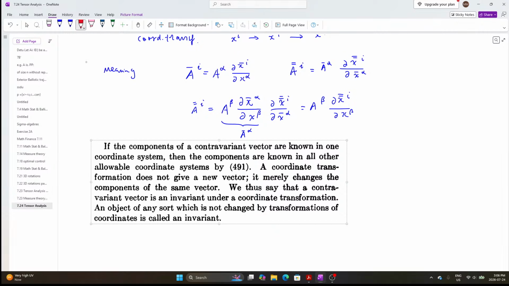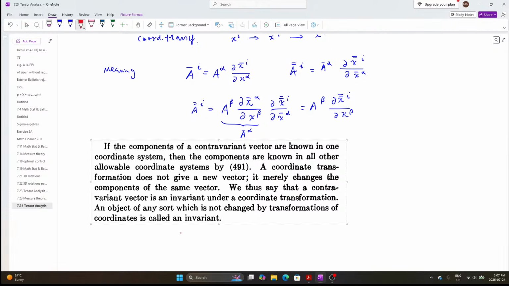Modern geometry and also physics are centered around the notion of invariant. A different kind of geometry has different invariants, invariant under various coordinate transformations. An object of any sort which is not changed by transformation of coordinates is called an invariant.